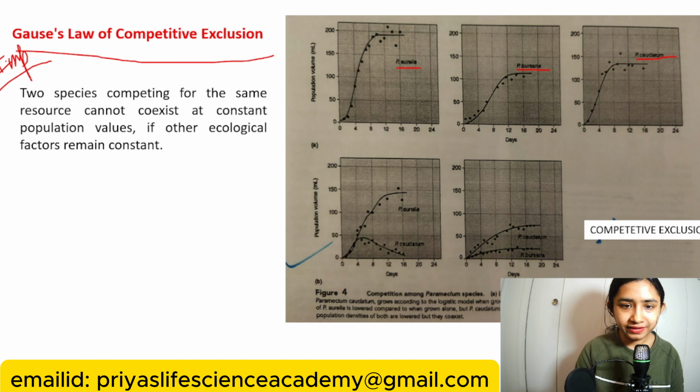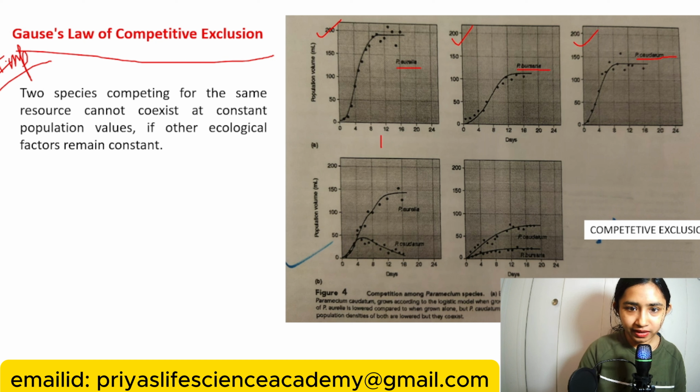Logistic growth pattern can be seen for each species when they are grown alone. This is Paramecium aurelia, this is Paramecium bursaria, and this is Paramecium caudatum. But what he saw, this graph is experiment number 1, and this graph is experiment number 2.